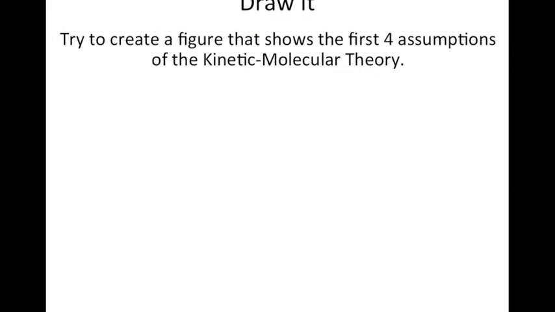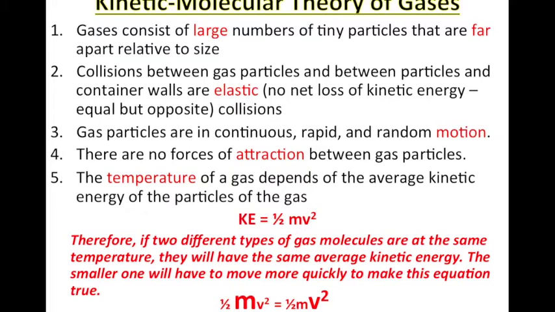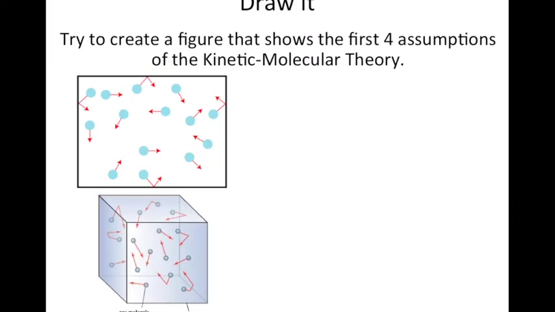So the next thing we're going to do is draw a figure first to represent the first 4 assumptions, and then we'll draw another one to represent the 5th. You can see that box in your notes right below these 5 principles. You can use that box to draw out some of the things we're going to look at. So if you remember, the first thing says gases consist of a large number of tiny particles that are far apart relative to their size.